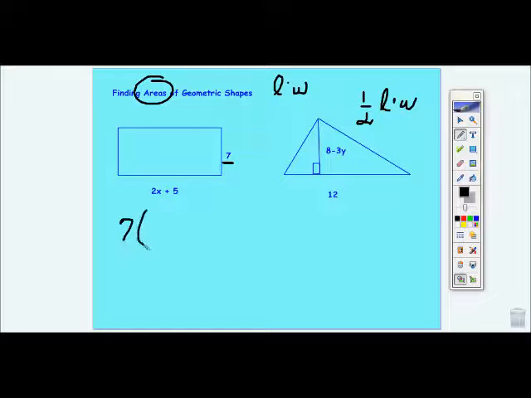So I'm going to write 7. And then I'm going to use my expression, my sum, in my parentheses. Let's see if I can write that a little bit nicer. That's a better one. Distributing that, I would have 7 times 2x, which is 14x. And then I would also have 7 times 5, which is 35.